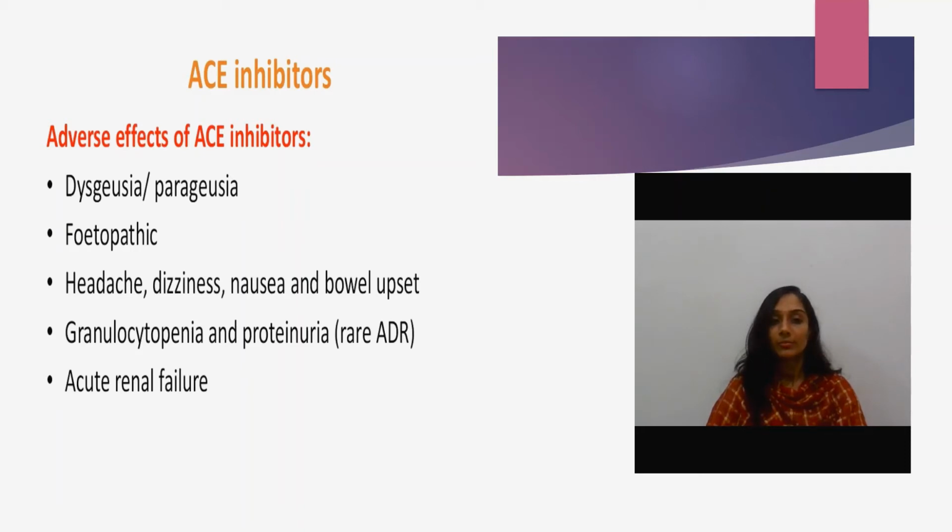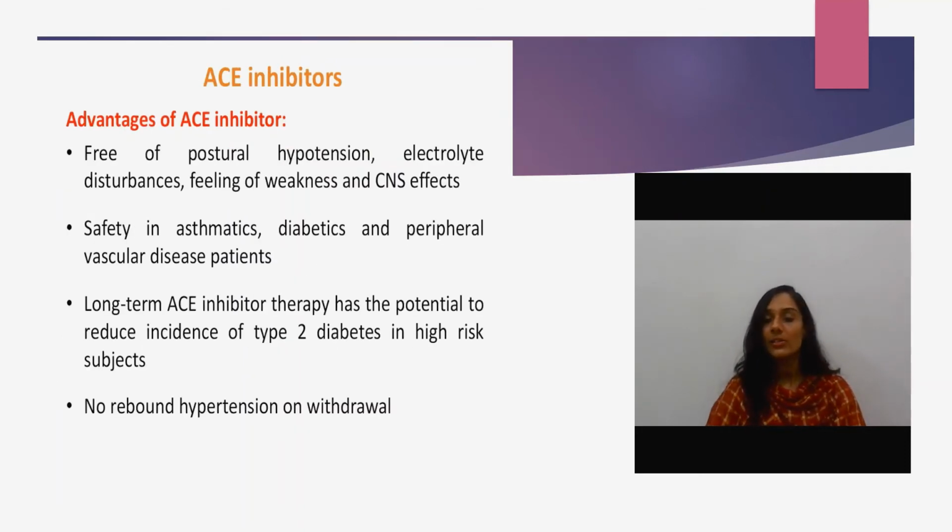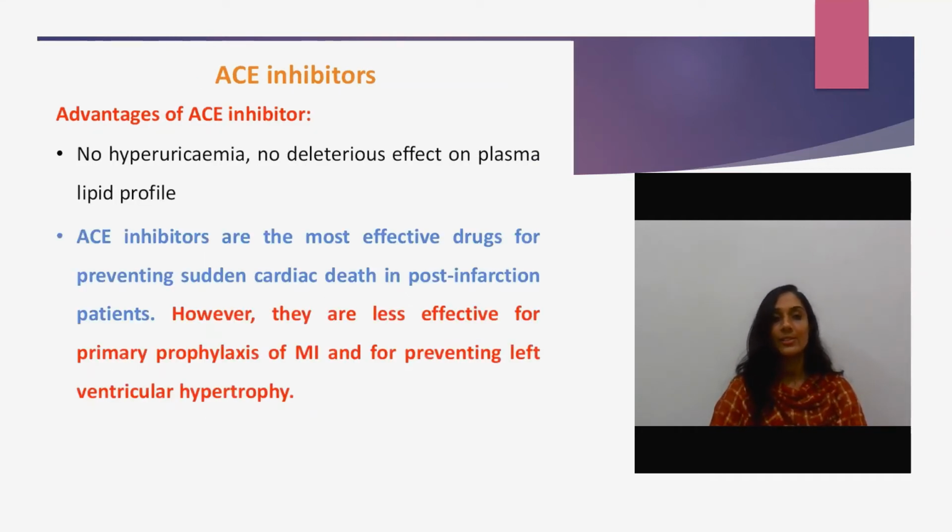Then the advantages of ACE inhibitors are that they are free of postural hypotension, electrolyte disturbances, feeling of weakness and CNS effects. Then it is safer in asthmatic patients, diabetes, and peripheral vascular disease patients. Then long-term ACE inhibitor therapy has a potential to reduce incidence of type 2 diabetes in high-risk subjects. Then no rebound hypertension or withdrawal is found. Then further advantages are no hyperuricemia, no deleterious effects on plasma lipid profile.